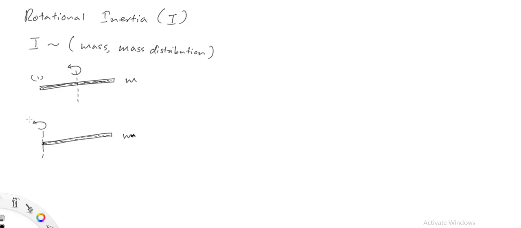In other words, you can say inertia depends on the axis of your choice. Here the axis is to the center of this thing. Here it's in one corner. So based on where you place the axis, the mass distribution changes. So rotational inertia depends on the mass, and also it depends on the mass distribution.